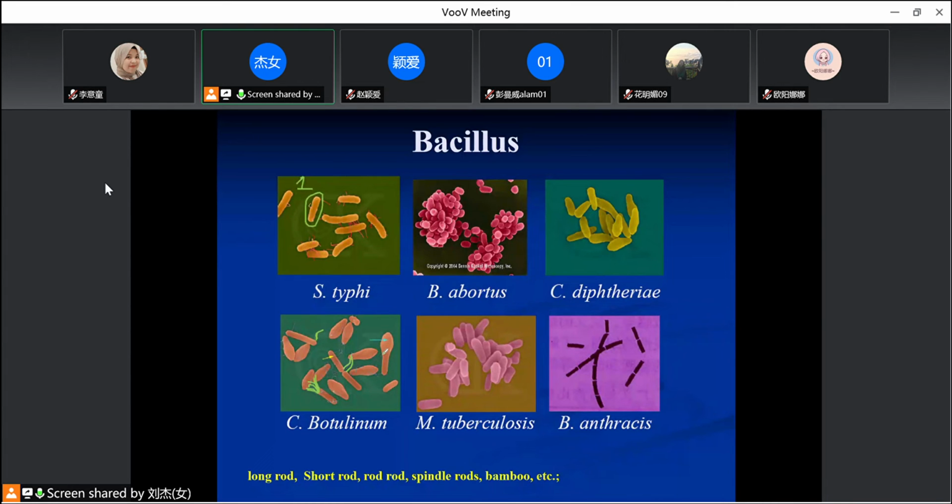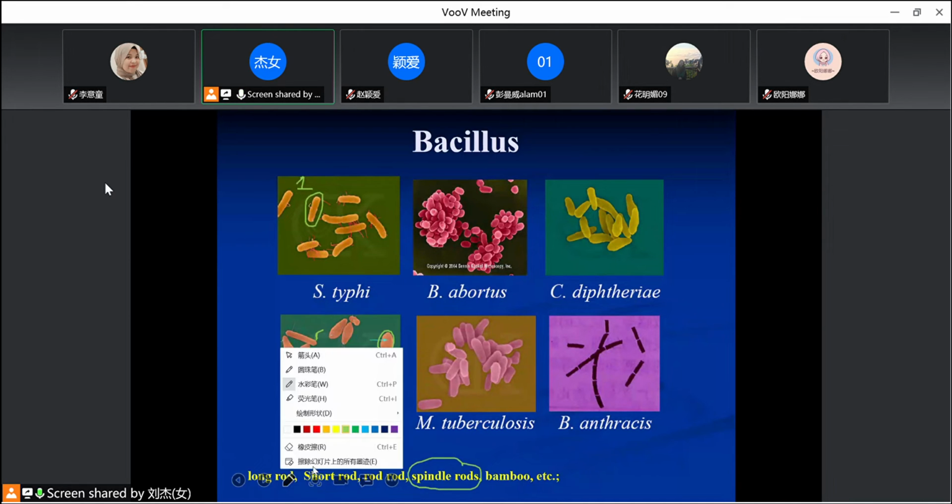And some of the bacteria, you see this one is called spindle, or we can say spindle, both are okay. So they form a shape like they have a belly, a big belly. Okay, so this one also has a big belly.